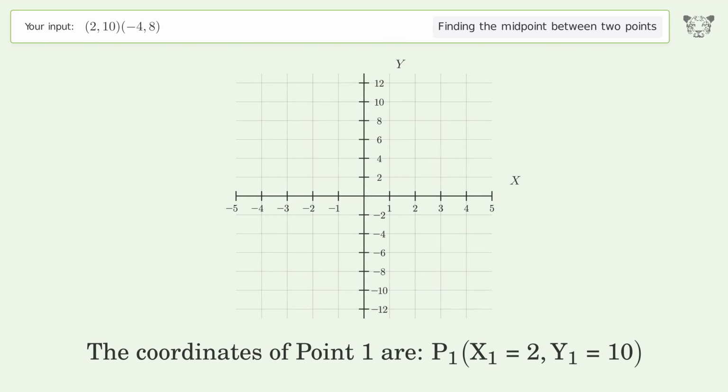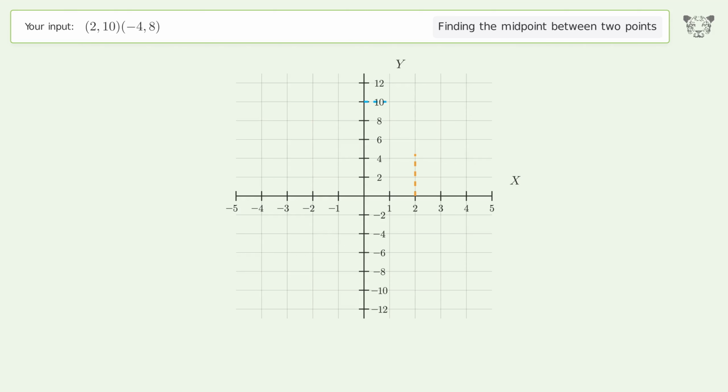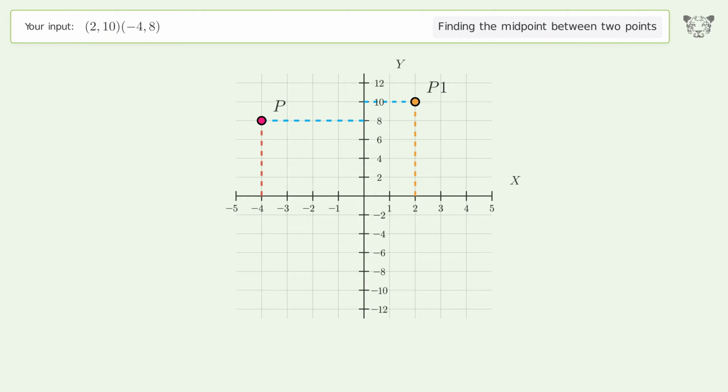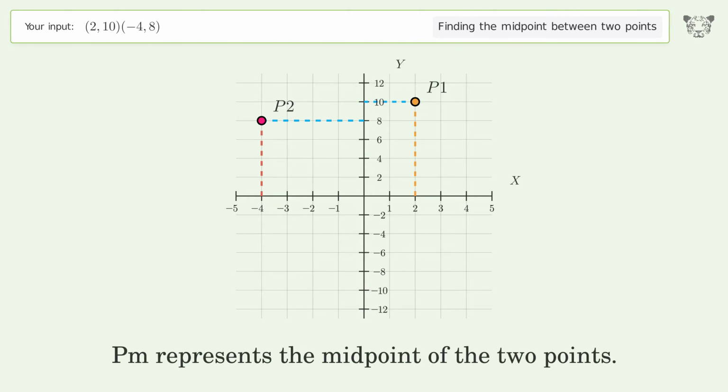The coordinates of point 1 are x1 equals 2, y1 equals 10. The coordinates of point 2 are x2 equals -4, y2 equals 8. PM represents the midpoint of the 2 points.